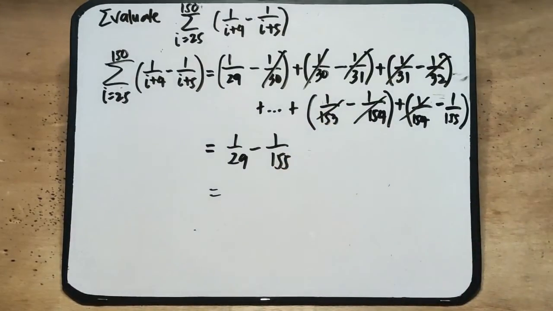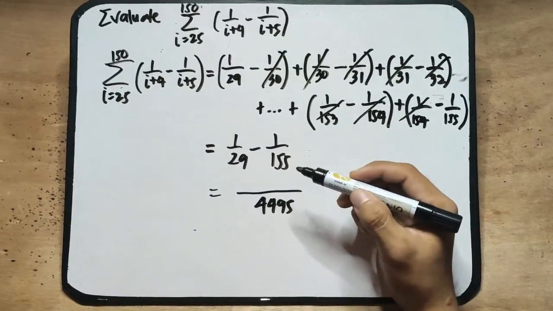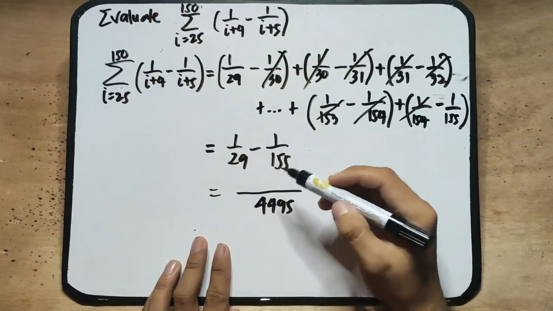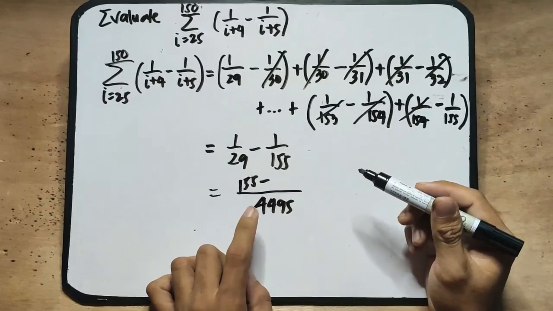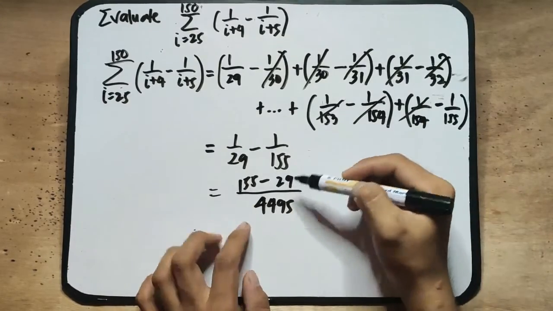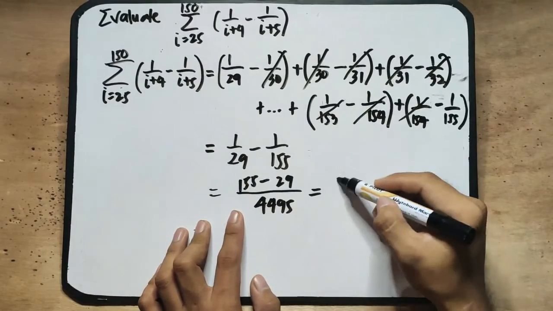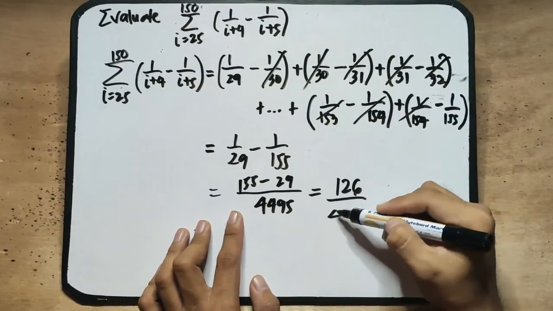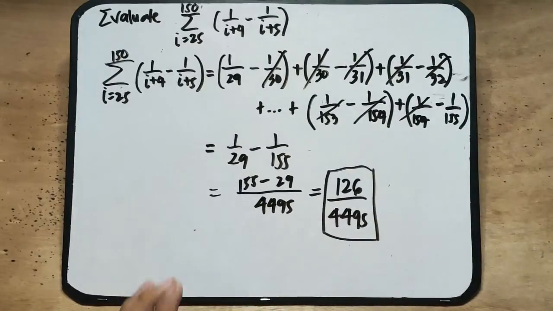So, we obtain the LCD. The LCD here is 4,495. 4495 divided by 29 is 155. 4495 divided by 155 is 29. So if we subtract the numerators, we have 126 all over 4,495. This is our answer.